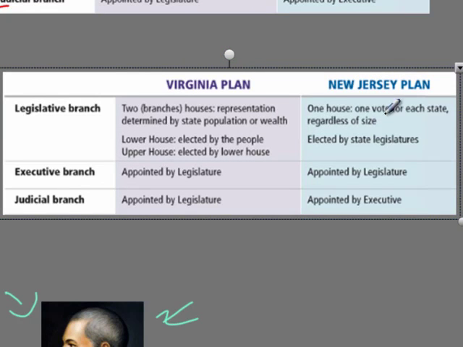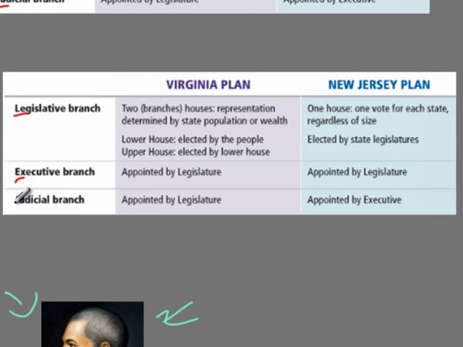So they come up with their own, and they say the same deal: legislative, executive, judicial, but it's just going to be 1 house, and everybody is going to get 1 vote for every state, no matter what the size is. And what that would do is make everybody have an equal playing field. But the bigger states don't like that, because if a state has 100 people and it has the same amount of votes as a state with 500,000 people, that doesn't make any sense. That's not really representing everybody equally.